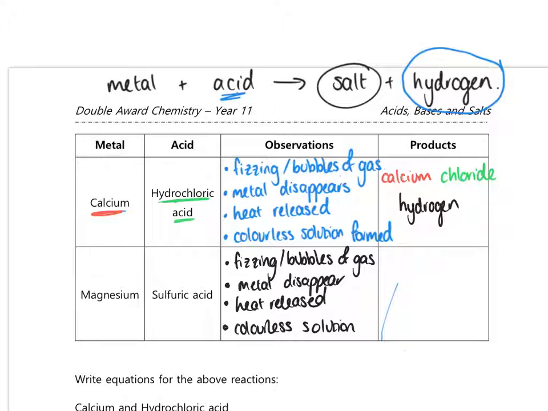Okay, so what are my products? Again, I form a salt and I need to name that salt. The first part of the name comes from the metal. In this case, my metal is magnesium. The second part of the name of my salt comes from the acid. The name is sulfuric acid, and so it changes its ending to sulfate. Hydrochloric acid changes to chloride, sulfuric acid changes to sulfate. What is my other product? Well, it's always hydrogen.